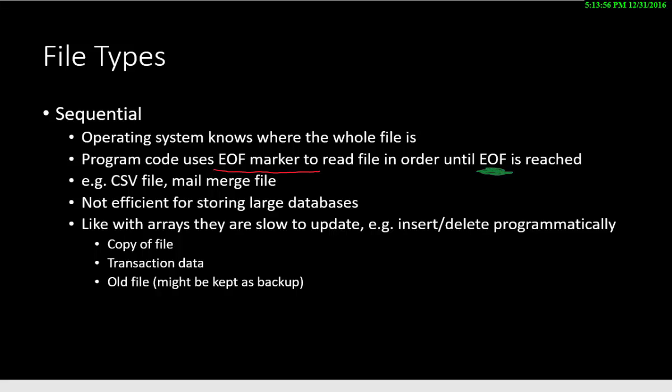CSV files, mail merge files, they're all normally stored in one place. They're not very efficient for storing things like databases. Bearing in mind, a database is essentially just a file, but you have some very complex program that knows how to process the data, how it's formatted. So like with arrays, they are slow to update. They're difficult to add data into them. For example, complex data.